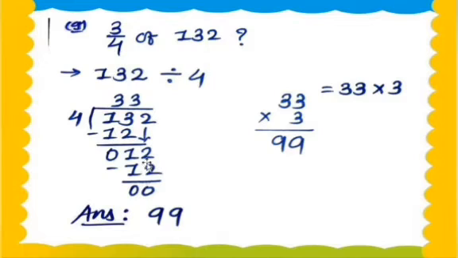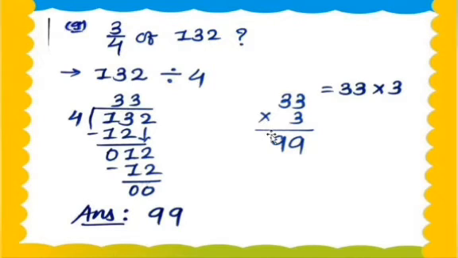It makes 12. So in the table of 4, 12 will come here. Where? 4 1s are 4, 4 2s are 8, and 4 3s are 12. So 4 3s are 12, my dear students. So 12 minus 12, how many? 0. Okay. Now what we got here, the answer is 33.